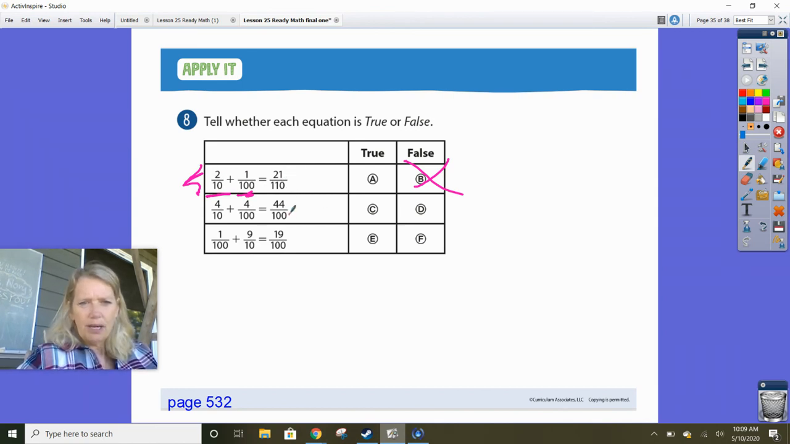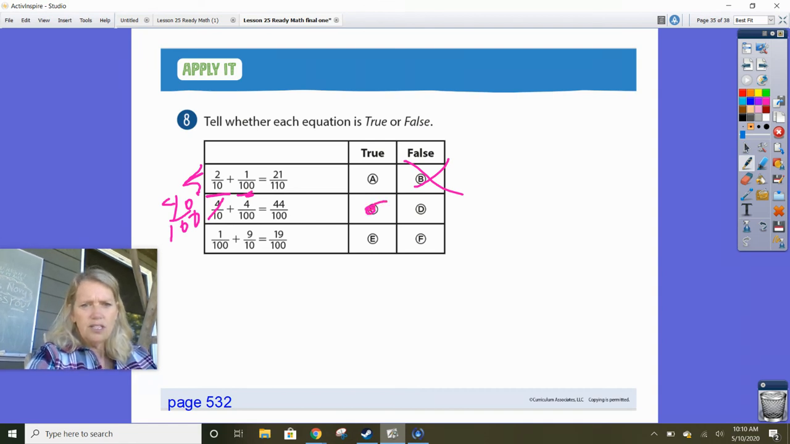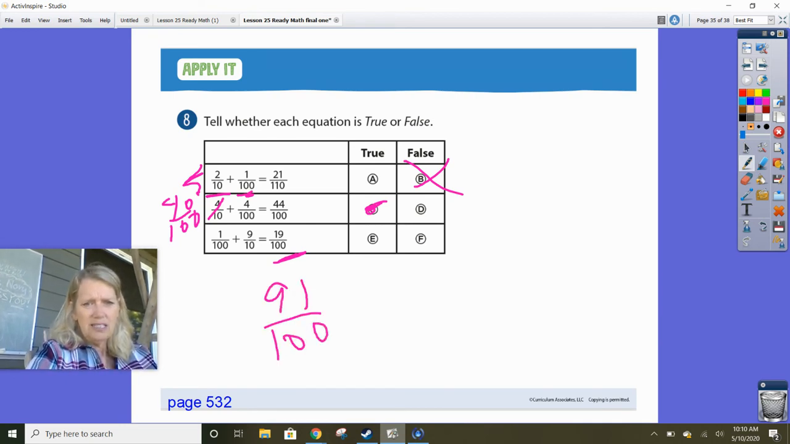Interesting. So these look better answers because they're in hundredths. So let's check and see. 4 tenths plus 4 100ths. So 4 tenths would be the same as, you probably could change this to 40 100ths, right? Times 10. You're probably doing that in your head now. Times 10 times 10. So 40 100ths, 40 pennies plus 4 pennies is 44. Yes, agree. 1 penny plus 9 dimes is not 19 cents. 1 penny, 9 dimes, that should be 91 hundredths. Denied.